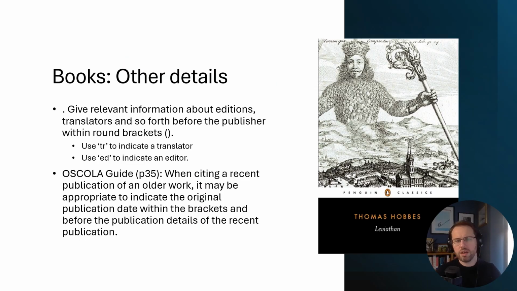Some books might have additional detail required. So let's say if it's an older edition of a book. A good example here is Thomas Hobbes's Leviathan, which is from like the 1600s. If you're to cite an older work, it might be helpful for you to give the date of original publication, and you might do that within the brackets before the publication date of the current edition.